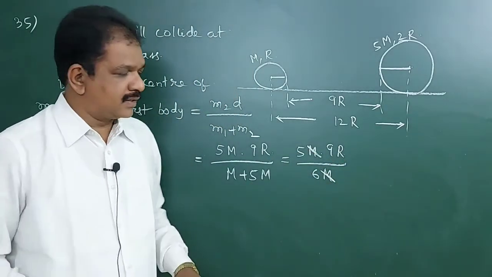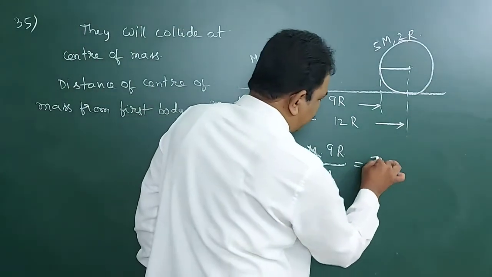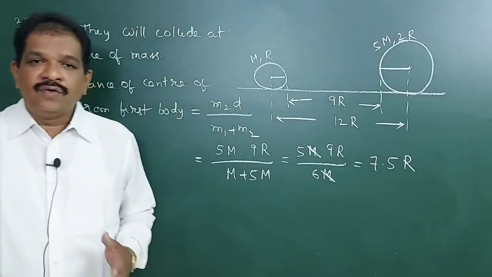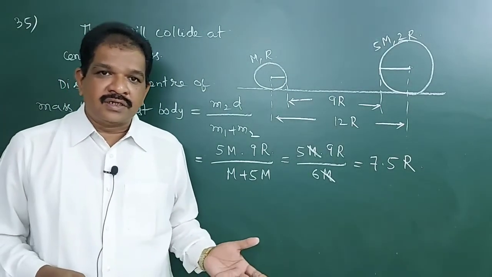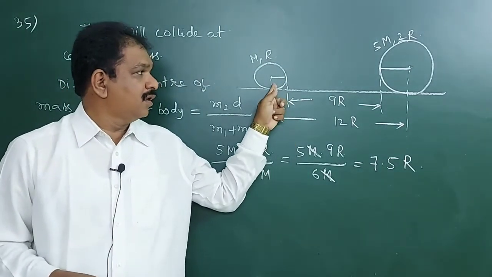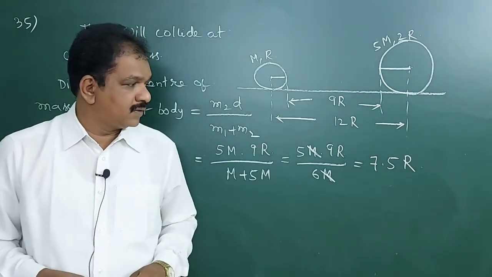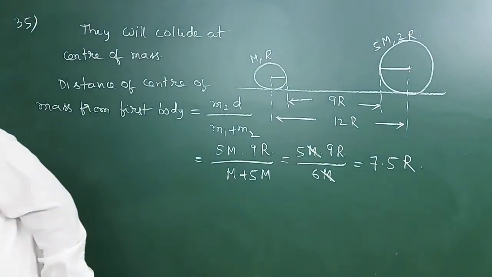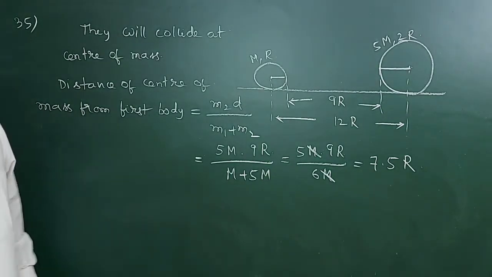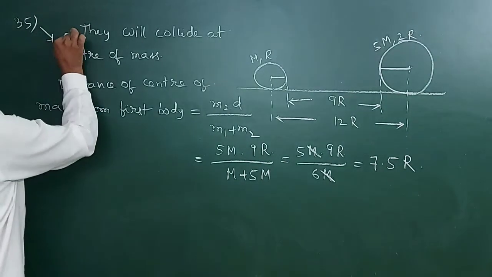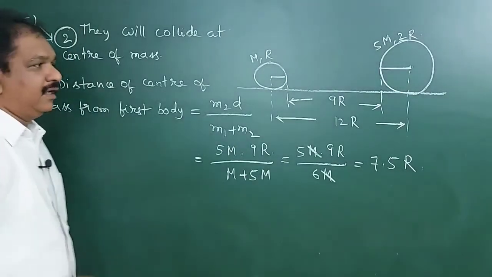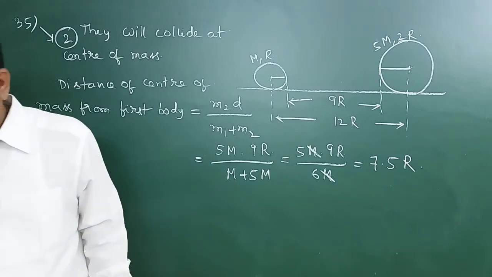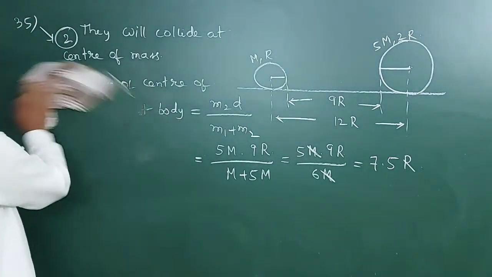So 45r by 6, that is 7.5r. So where they will collide, that distance from the position of the first sphere is 7.5r. So the answer for 35 will be the second option. Clear? Next, 36. What are they asking? See.